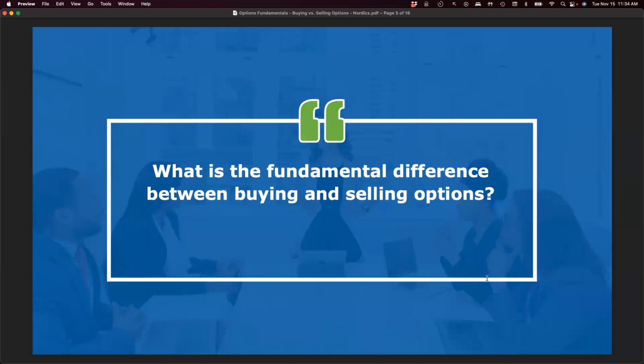Now, how many of you have both purchased or sold an option before? Please type 1 into the chat window if you have traded either buying or selling an option before. Okay, I see a lot of 1s, which is perfect.